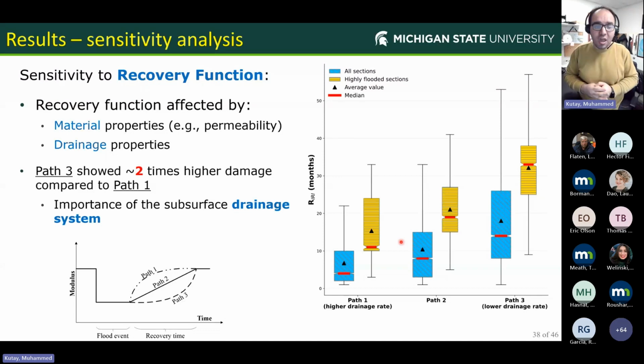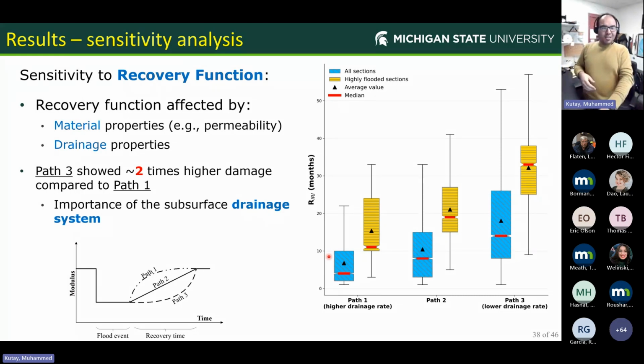This highlights the importance of subsurface drainage. So although you have severe flooding in your sections, if you have a very good drainage system, which means that you have accelerated recovery like this, you can significantly reduce the amount of losses in your service life. So you can reduce the resiliency metrics of your network with just providing better drainage properties for your system.